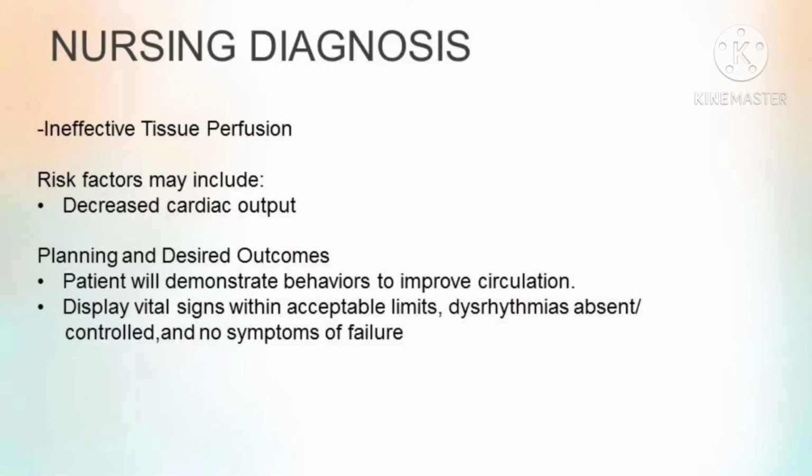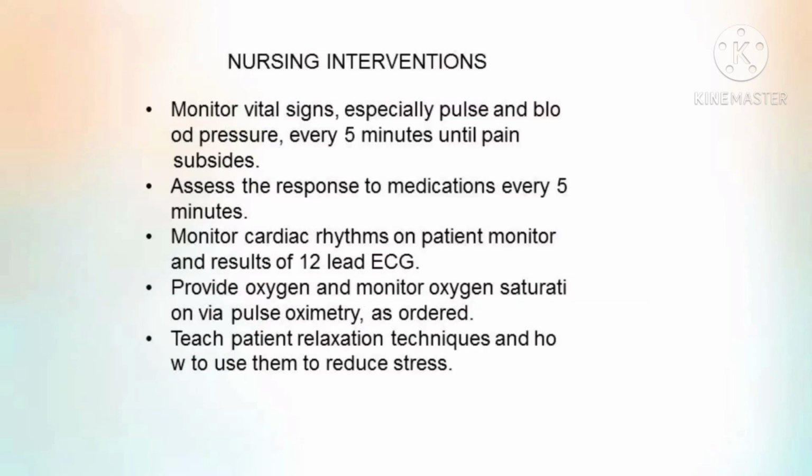Nursing diagnosis: ineffective tissue perfusion. Risk factors may include decreased cardiac output. Planning and desired outcomes. Patient will demonstrate behaviors to improve circulation, display vital signs within acceptable limits, dysrhythmias are absent or controlled, and no symptoms of failure. Nursing interventions.